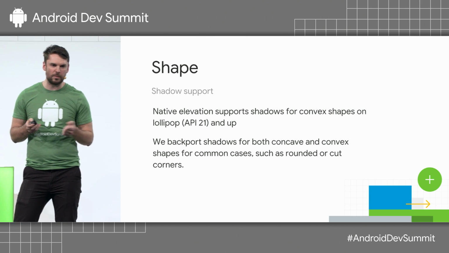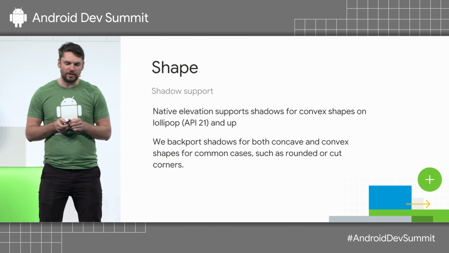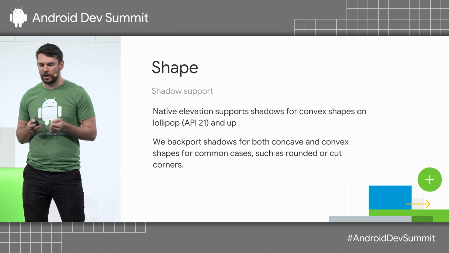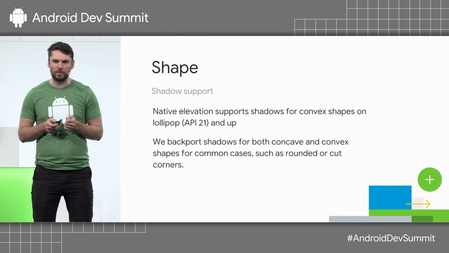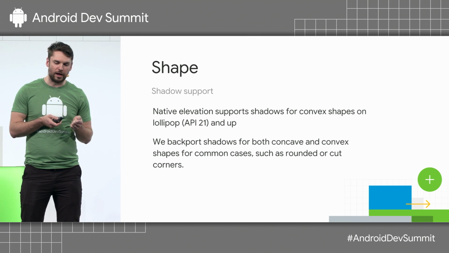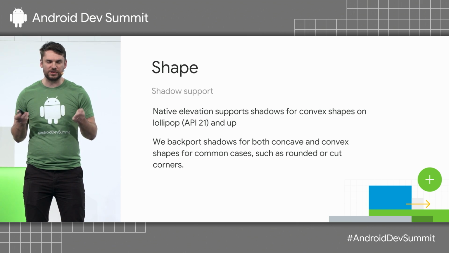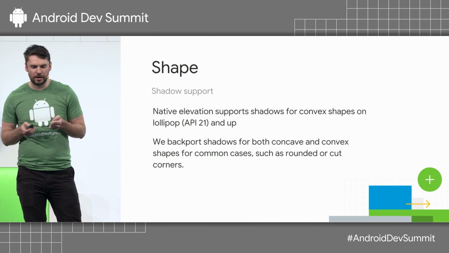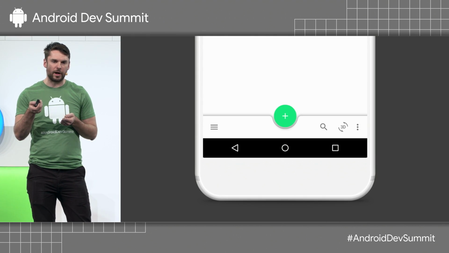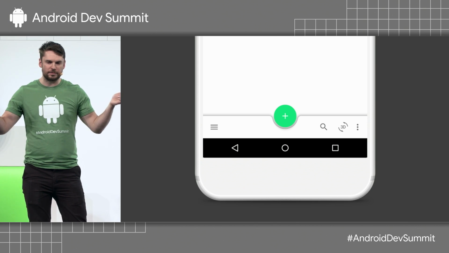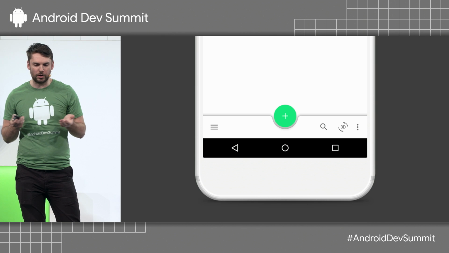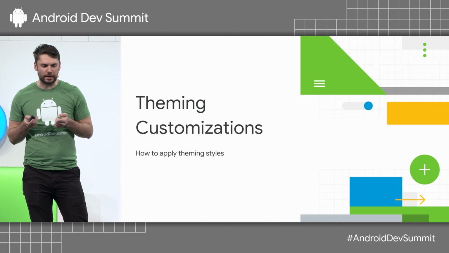Shadow is something that we want to mention as well. Native elevation is supported for convex shapes on Lollipop, API 21 and up, but we're backporting shadows to API 15 for both concave and convex shapes for common cases, such as rounded or cut corners, as well as for the bottom app bar. Because this has the cut out inside of it, it won't get native shadow, so we fake the shadow with a gradient.